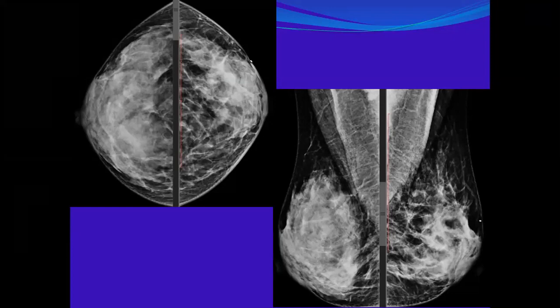So usually I will ask for an ultrasound, as the second step, to see if there is any underlying lesion. If you do not find anything, you just report this mammogram.